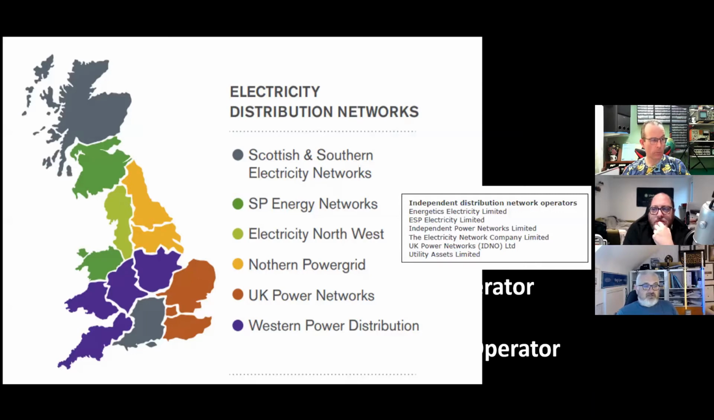And what you've then got also is your IDNOs. So who's heard of Energetics Electricity Limited or ESP or Independent Power Networks Limited, or the Electricity Network Company. Even UK Power Networks, who are in the southeast, have got their own IDNO. So you can go and pay them for their services. And then I think these DNOs de-risk their businesses by allowing private companies to operate on their network, because in their view, it's about regeneration, getting the network improved and all the rest of it.